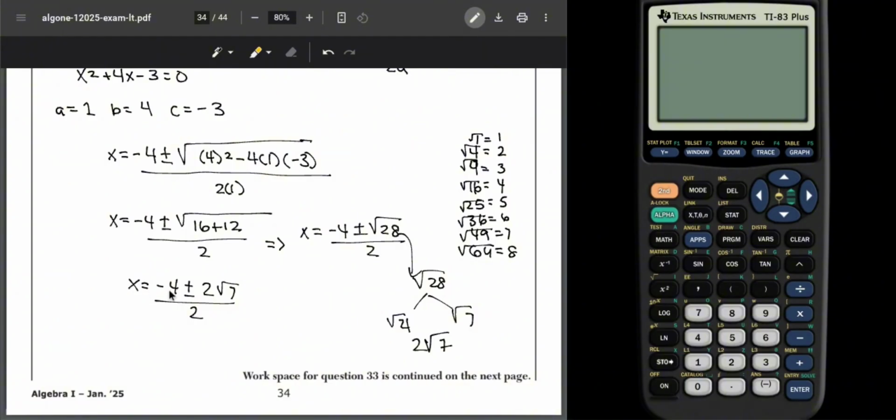Negative 4 divided by 2 is just negative 2, plus or minus 2 divided by 2 is just 1, so it's just square root of 7. So that splits up into x equals negative 2 plus square root of 7, and x equals negative 2 minus square root of 7. Those are going to be your values of x in simplest radical form.